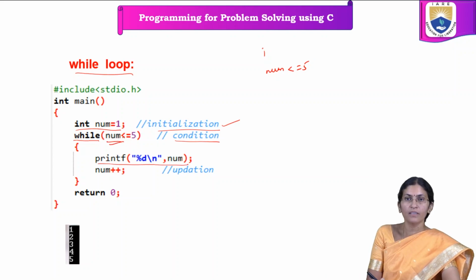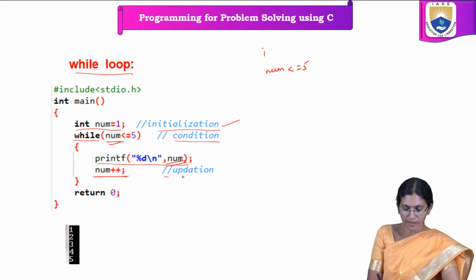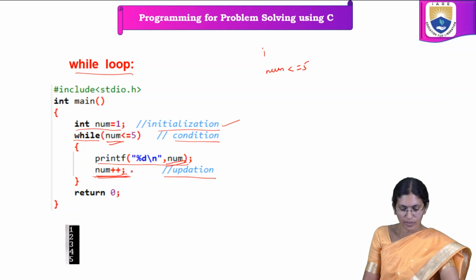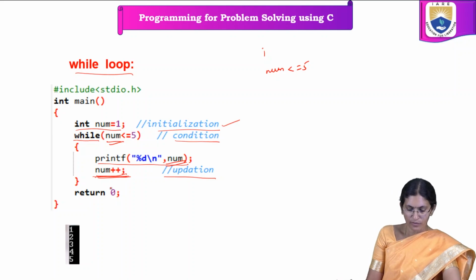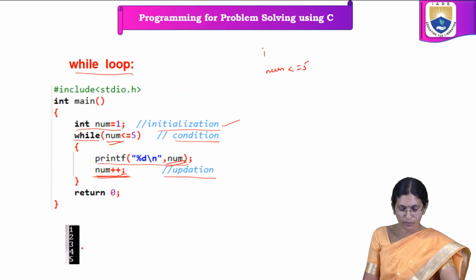The num value is to be printed, and inside the while loop itself we need to write the update expression also, that is updation. Here we are performing incrementation, therefore num plus plus. So in this way, for this program the output is 1, 2, 3, 4 and 5. So this is a program to illustrate the use of while loop for printing the numbers from 1 to 5.